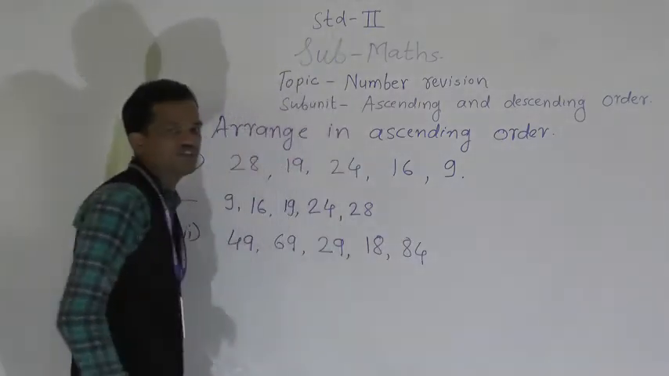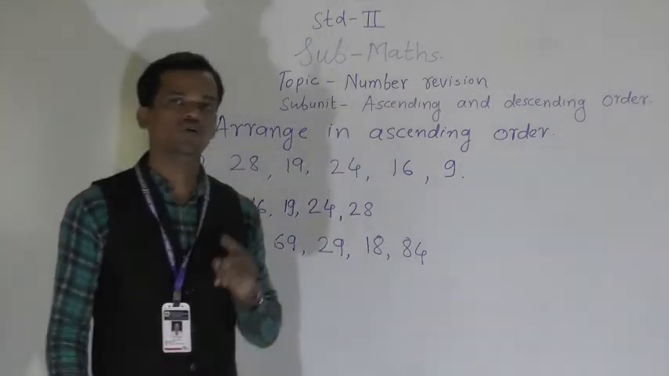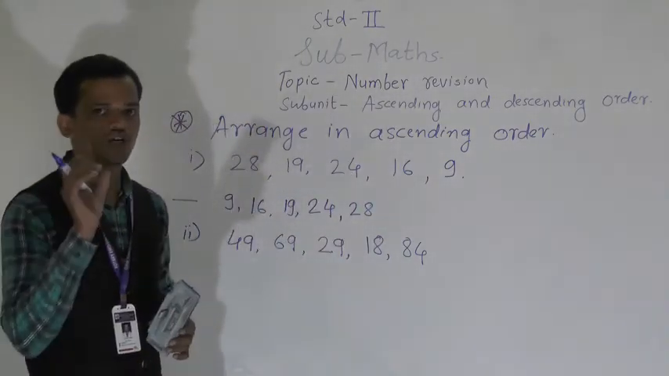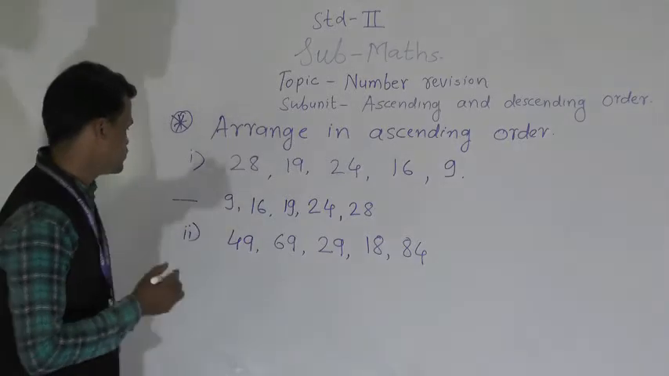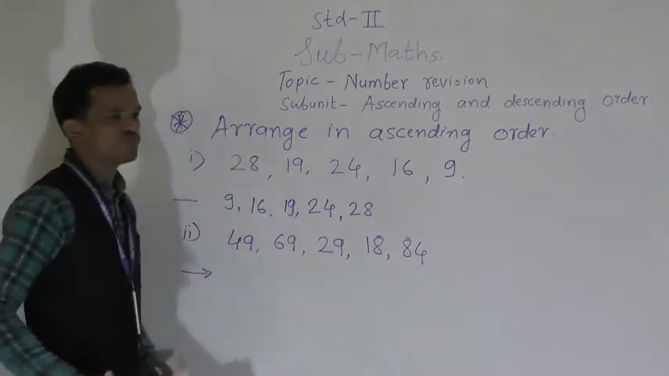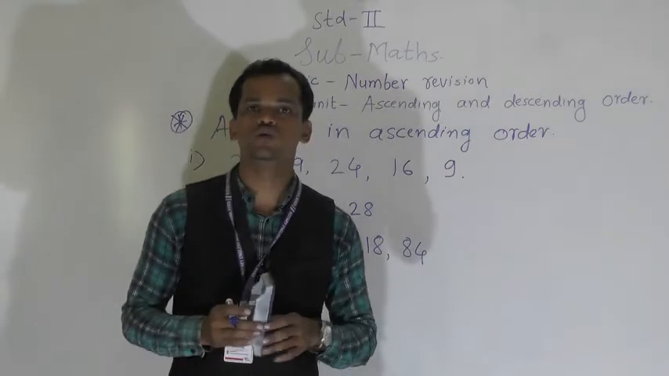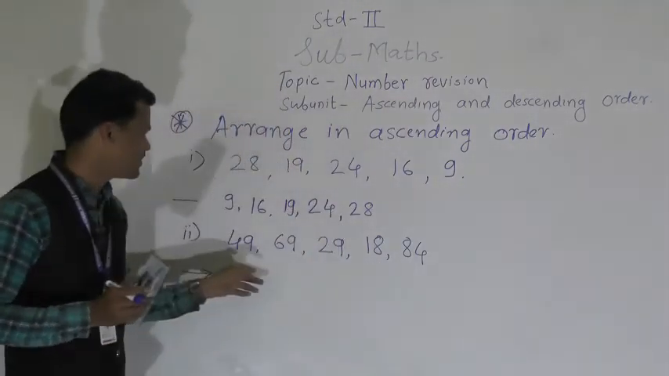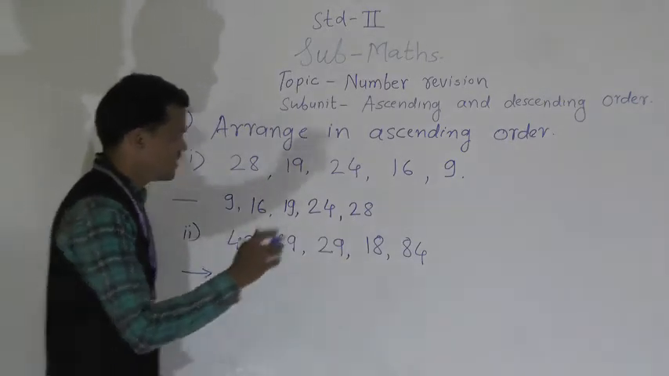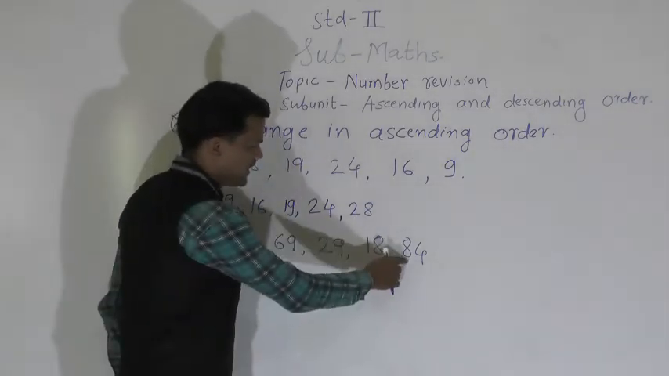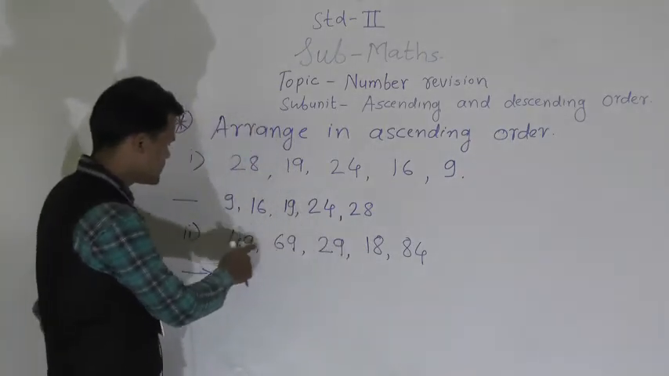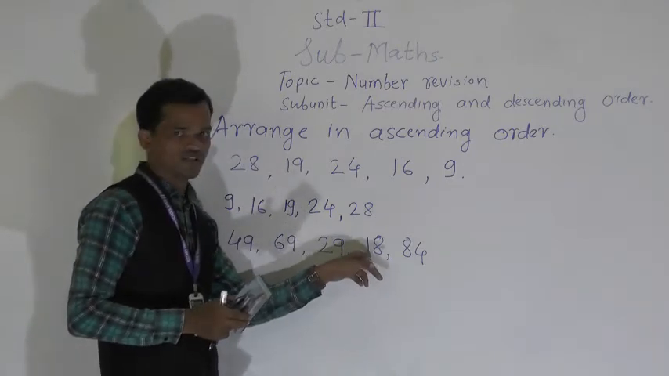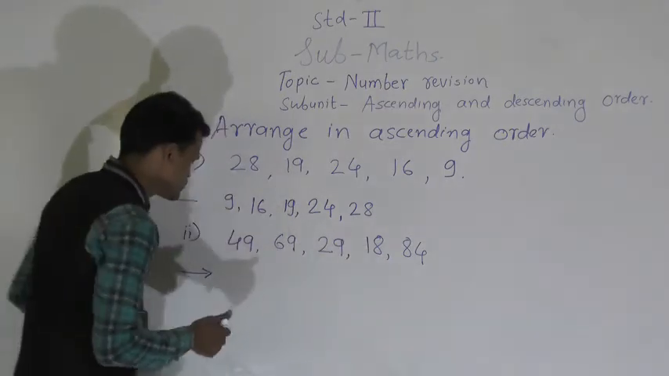49, 69, 29, 18 and 84. We have to arrange these numbers into increasing order or ascending order. So first find out which is the smallest number. You know that ascending order means we have to arrange the given numbers from smallest to greatest. See the tens digits here: 8, 1, 2, 6, and 4. So this 1 in the tens place means this is the smallest number.